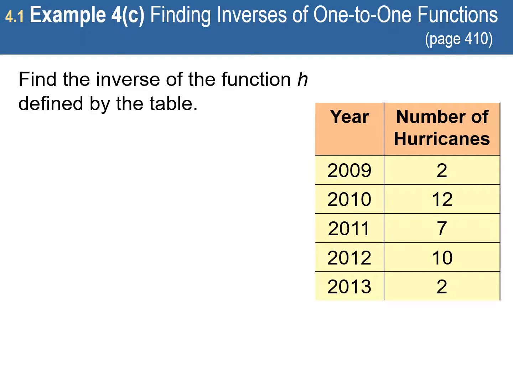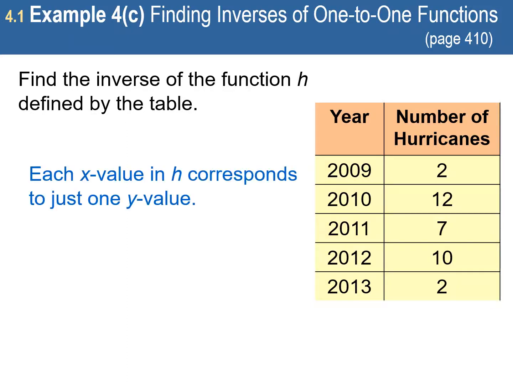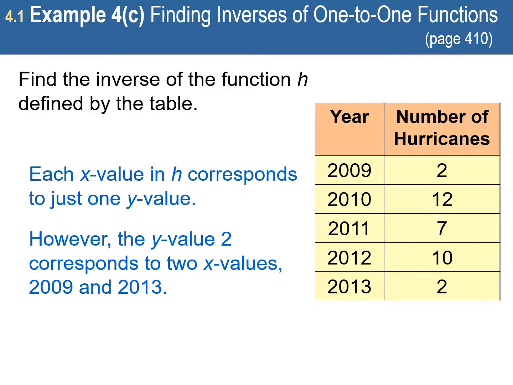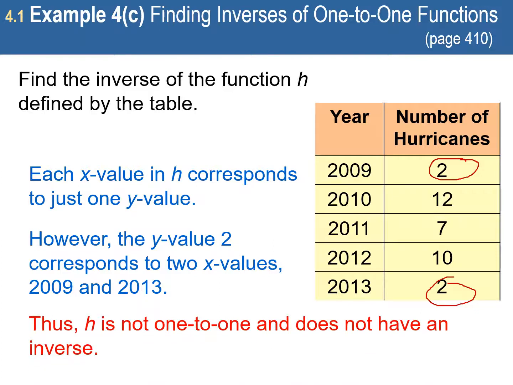Now let's find the inverse of the function h defined by the table, where we're given the years and the number of hurricanes. Each x value in h corresponds to one y value. However, we see that the y value of 2 corresponds to two x values. So this function is not one-to-one, and so it doesn't have an inverse.